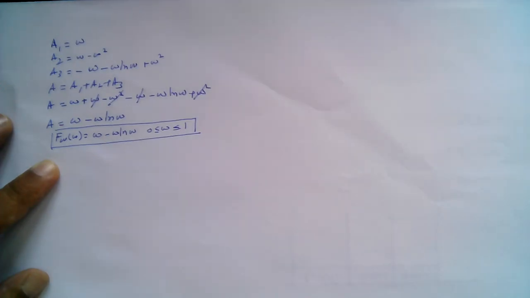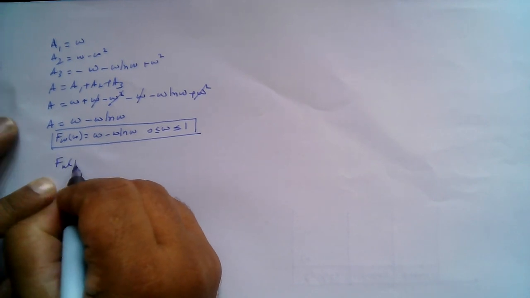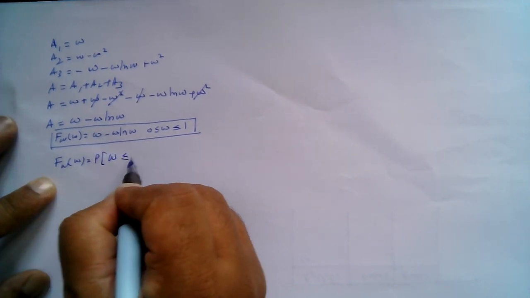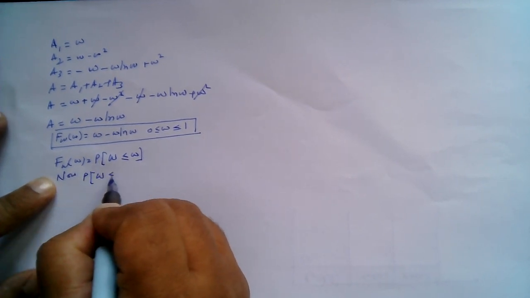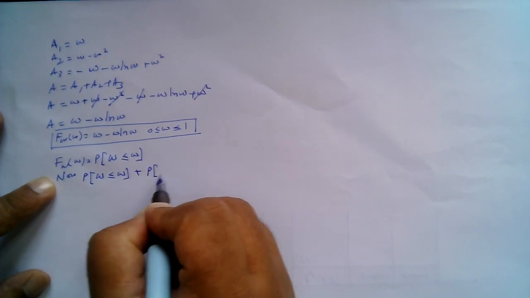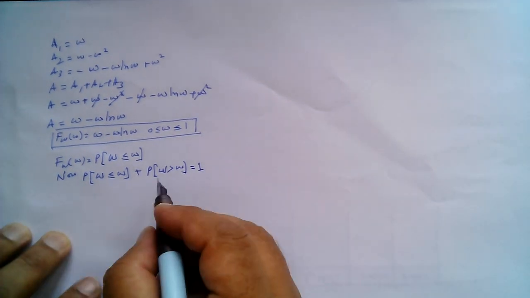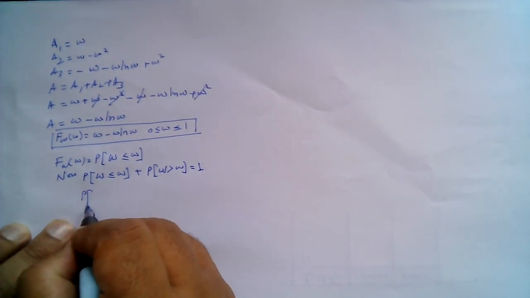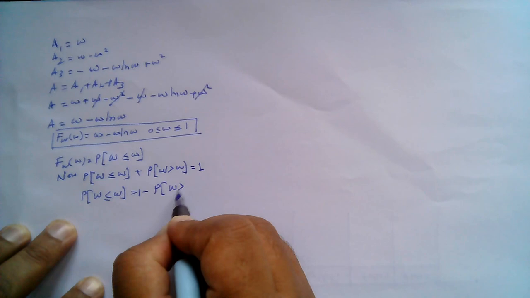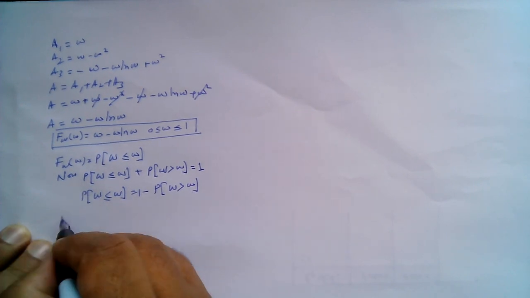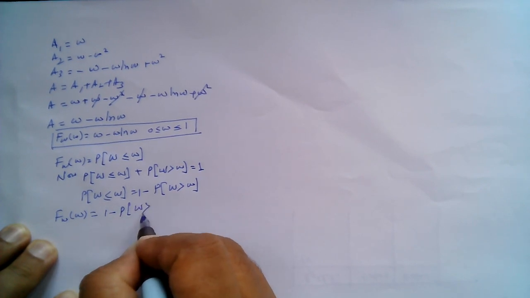For example, if you would remember, the CDF by definition is given by the probability that W is less than or equal to w. Now we know that the probability that W is less than or equal to w plus the probability that W is greater than w is equal to 1, right? So it means that the probability that W is less than or equal to w is equal to 1 minus the probability that W is greater than w. So our CDF is also given by this formula, 1 minus the probability that W is greater than w.